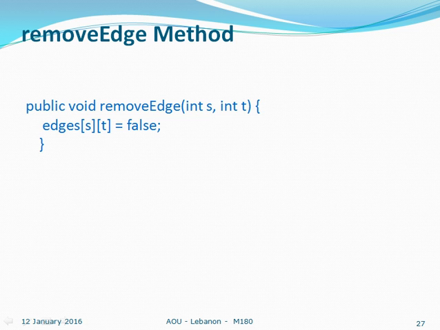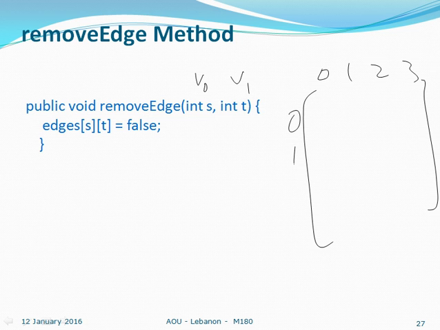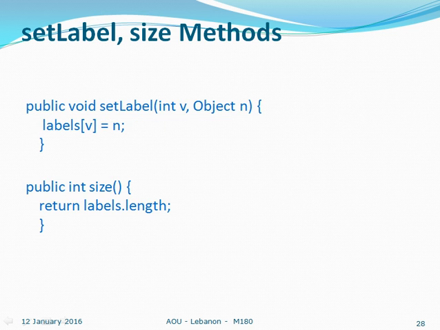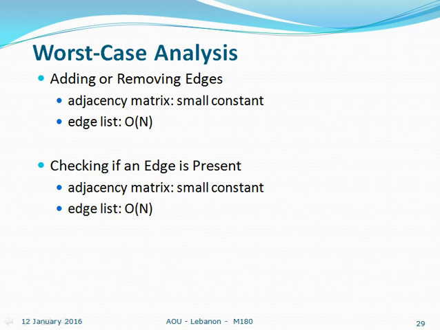For example, you want to remove an edge from v0 to v1, and this is your matrix with indices 0, 1, 2, 3. For v0 to v1 there is a true, but if you want to remove this edge, you have to set that to false, meaning that this edge is removed. Setting the labels can be done by taking the object and assigning it to a vertex. We can calculate the size of the graph, that is the number of nodes, by using labels.length, because you set labels for the vertices.